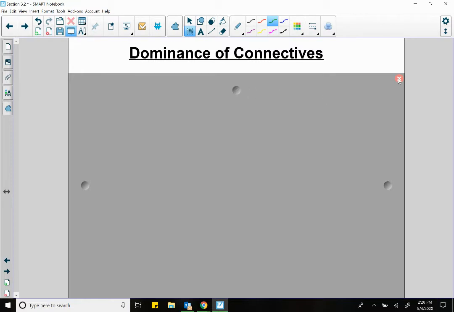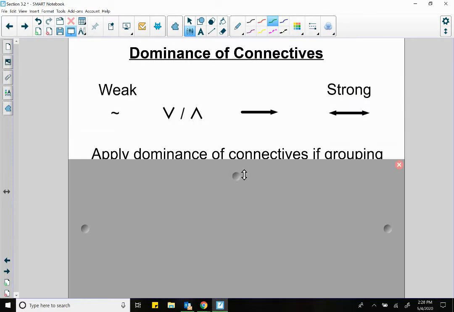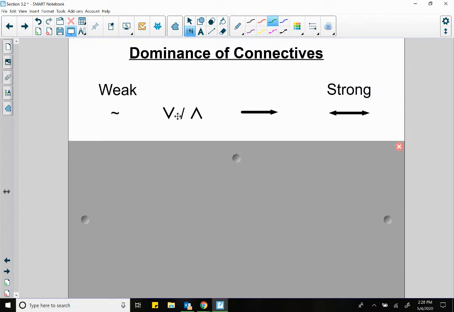Okay. So there is a flow to this, and here's the flow. This is talking about how dominant our symbols are. So the weakest symbol we have is the negation symbol. Ands and ors are a little bit stronger than that. Conditional is stronger than ands and ors. And the strongest symbol we have is the biconditional. So when we look through statements, when we talk about the dominance of connectives, we always want to find out who is the strongest.